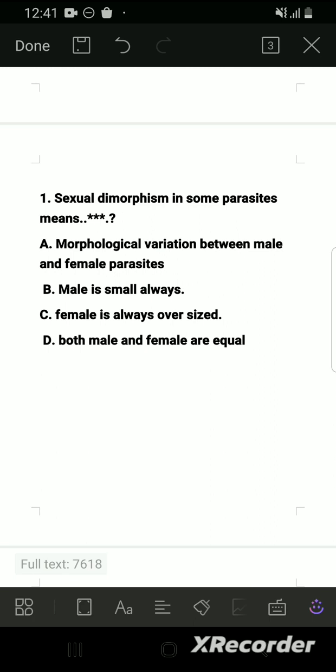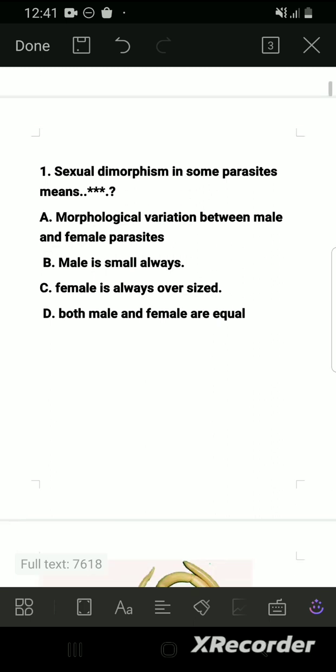occurs in ascaris. As you all know, in ascaris the female is larger than the male. The female is up to 20 to 50 cm, while the male is 15 to 30 cm. So actually the female ascaris is larger and longer than the male ascaris.